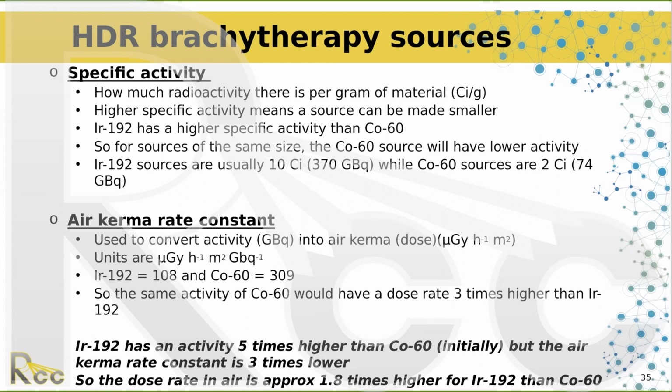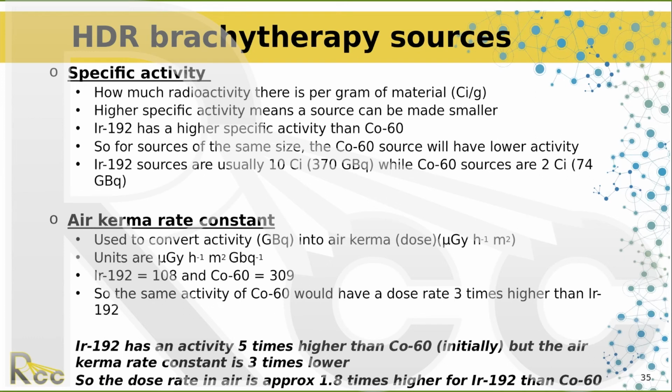So characterizing the sources, there's the specific activity. So how much radioactivity per gram of material, and every radionuclide has a specific activity. Higher specific activity means the source can be made smaller. Iridium has a higher specific activity than cobalt 60. That's why it's traditionally been easier to make in small packages. So for a source of the same size, the cobalt 60 will have a lower activity. In that, an Iridium 192 source will be about 10 curie, but a cobalt 60 source is about 2 curies.